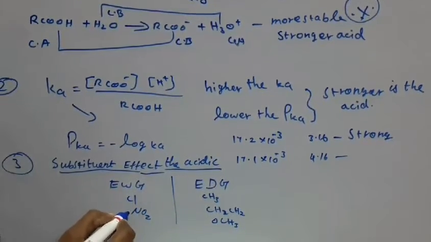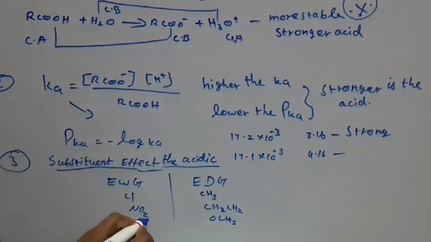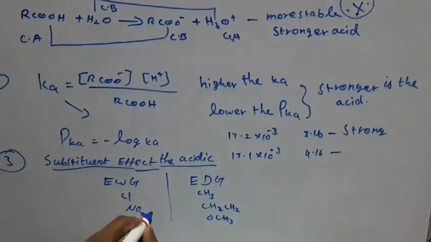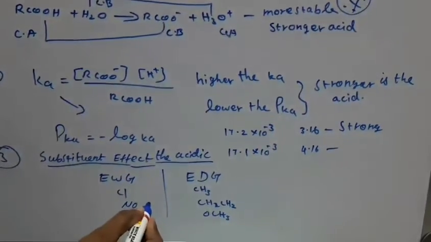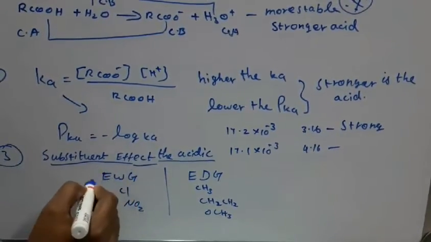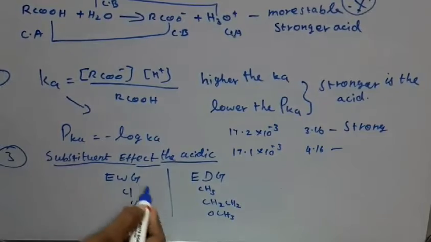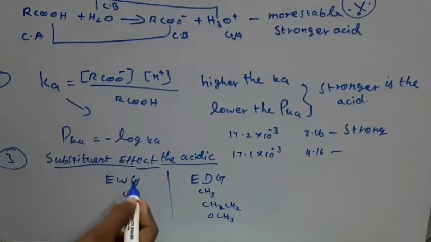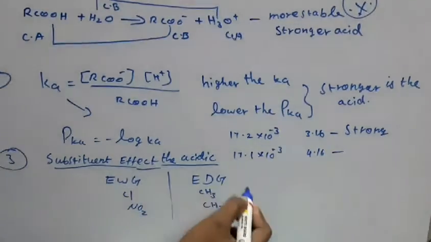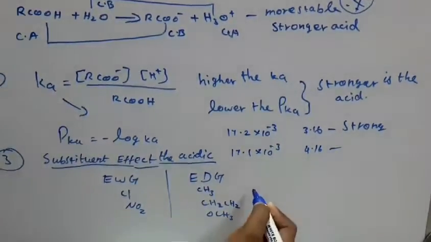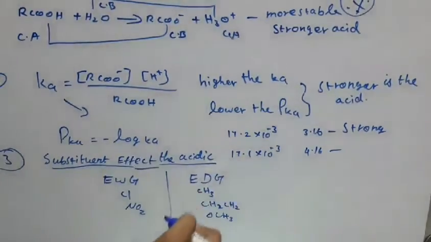Electron withdrawing group stabilizes the conjugate base, so it increases the acidic character. So the presence of electron withdrawing group stabilizes and increases the acidic character. Electron donating group destabilizes, so it decreases the acidic character.